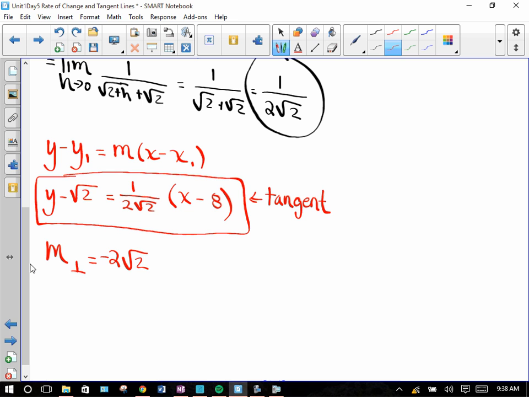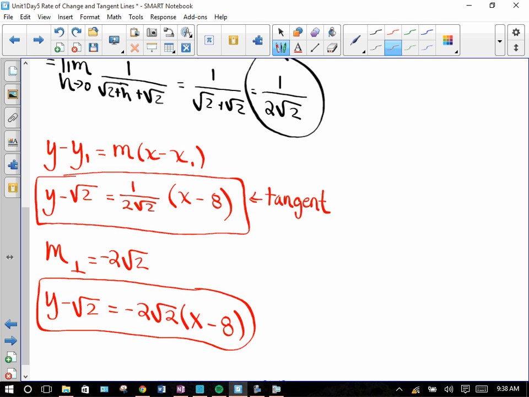So the equation of our normal line, again, we use the same formula: y minus y1 equals n times x minus x1. We have y minus square root of 2 equals negative 2 square root of 2 times x minus 8. Normal line. I'm done.